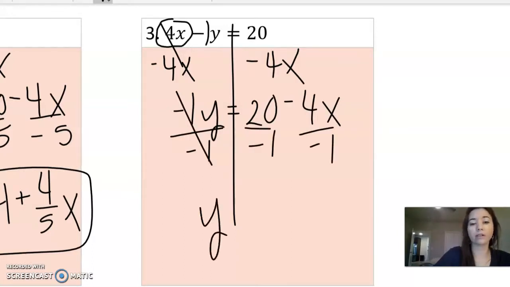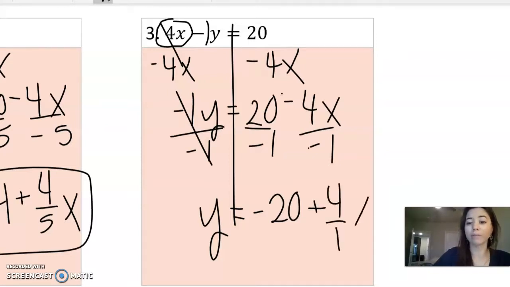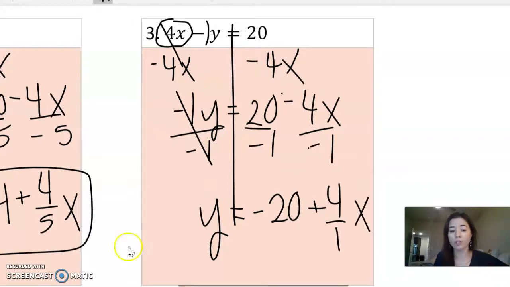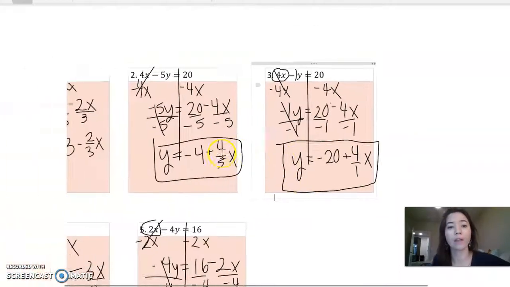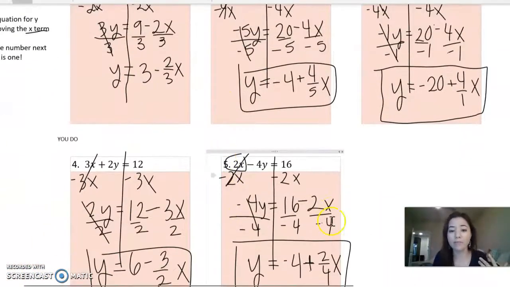Negative 1's cancel. 20 divided by negative 1 is negative 20. Negative over a negative makes a positive. And then we have 4 over 1x. Or if you just had 4x, that is fine as well. Okay, great. So now that we've practiced some manipulating, hopefully you're feeling okay about it.